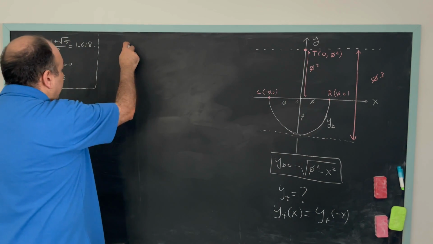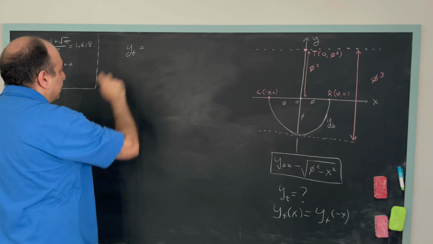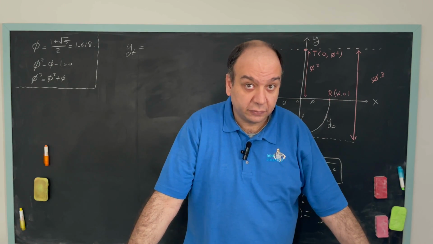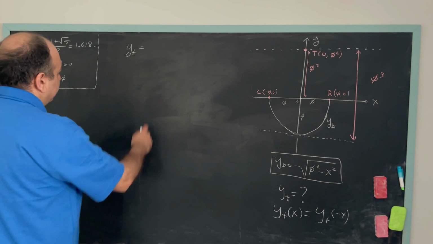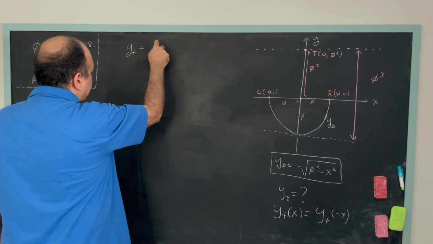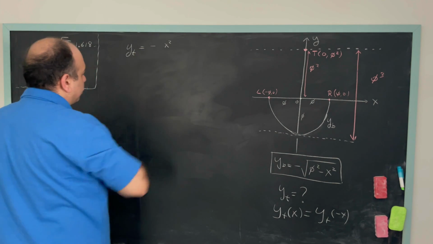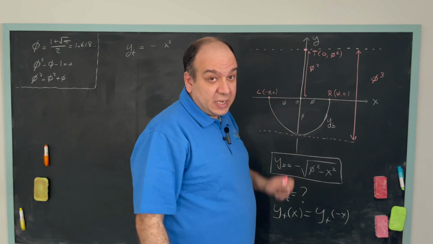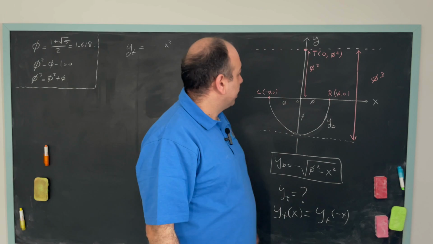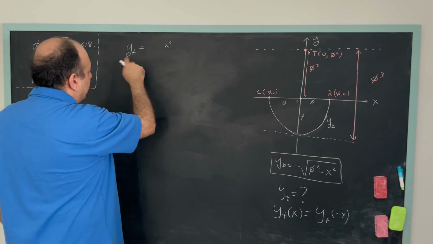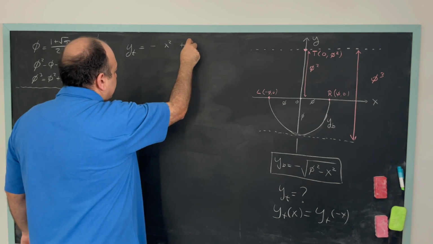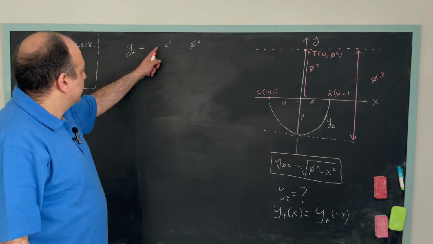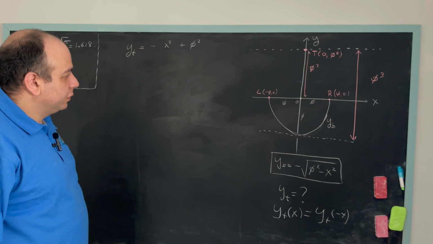Okay? So y of t is a parabola. So the arms of this parabola are opening downwards. So we should have a minus x squared term. And the y-intercept here is phi squared, right? So when x is equal to 0, y of t must be phi squared. So there is phi squared here. Okay, let's check what this coefficient of x squared would be.